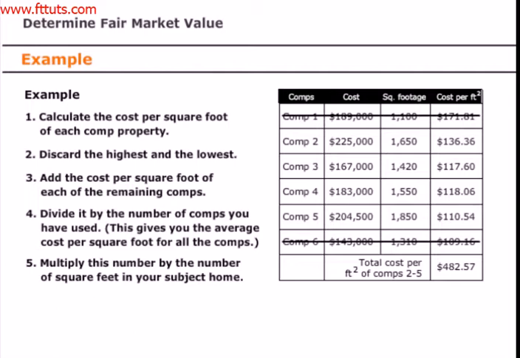My target property happens to have 1,800 square feet. I multiply that by the average cost per square foot that I just computed to get $217,158 for the fair market value. And that's it. That wasn't so hard, was it? If I lost you on any of that, just click the back arrow to go through it one more time.